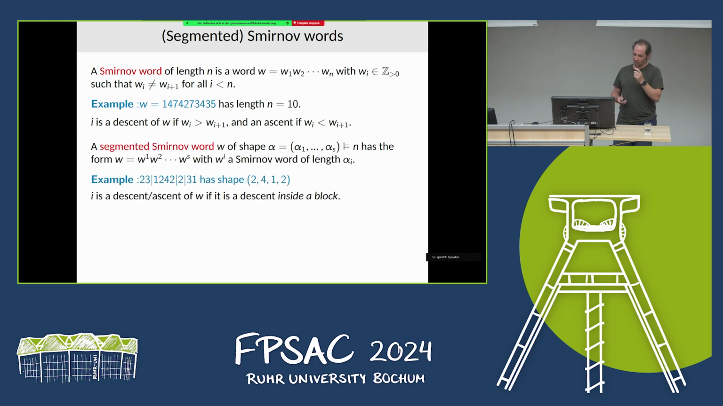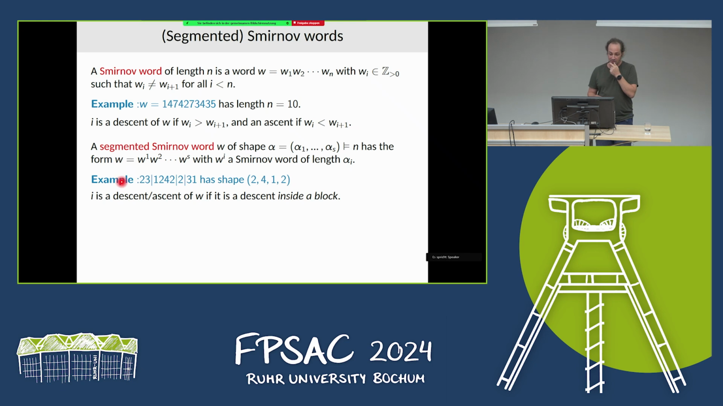Okay, so we actually want to do segmented Smirnov words. Probably I'll forget to say segmented sometimes, but all the words we look at are segmented. This is just a concatenation of Smirnov words, basically, and you fix the shape. So alpha would be a composition, a sequence of positive integers summing to the length n, and each wi is a Smirnov word. The key is that between two Smirnov words, you don't ask that the letters are distinct. As you can see in this small example, you have a 2 and you have a 2 that starts the next one, okay? And you talk about descents and ascents only inside the block.